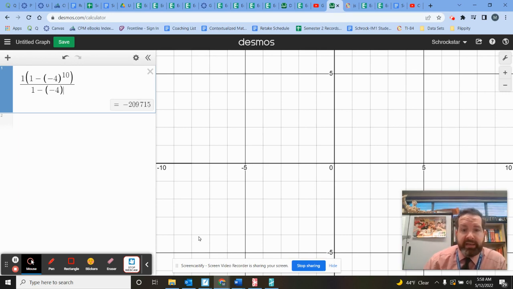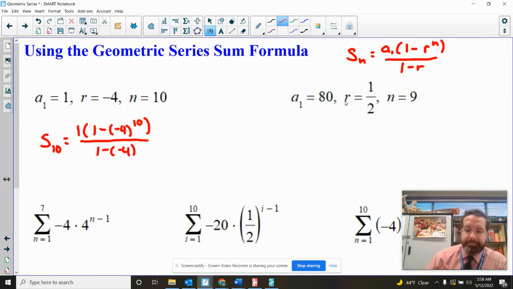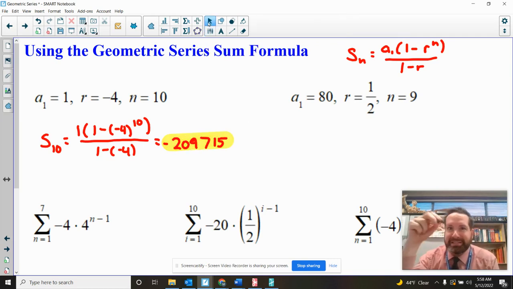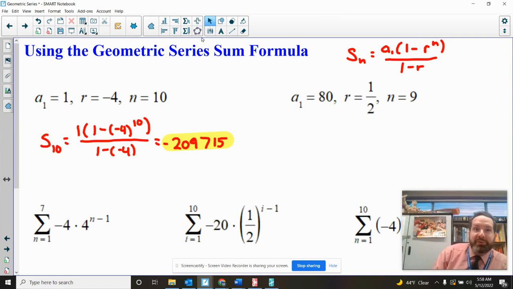So negative 209,715. There you go. And just take a moment. Isn't that a whole lot quicker than actually multiplying out?